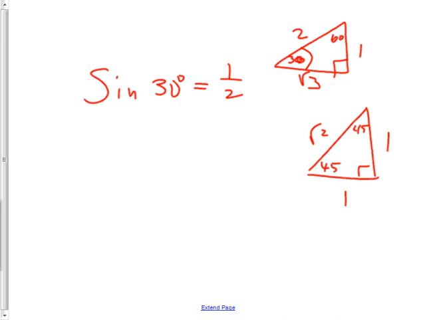Mark my words, I'm going to come back to this thing at least 5 times this month. We're going to have problems that have sine of 30 in it. It's just handy to know it. All right. I wouldn't have you memorize all of them, but that's a biggie.